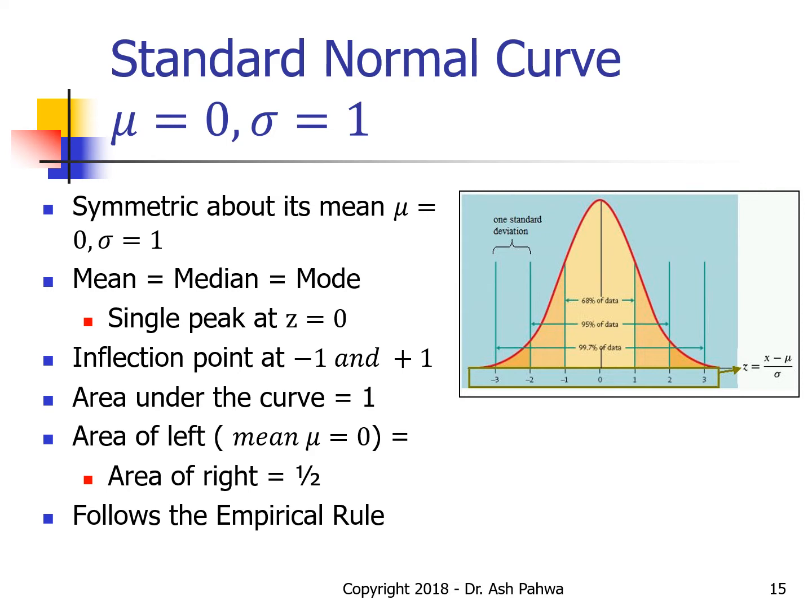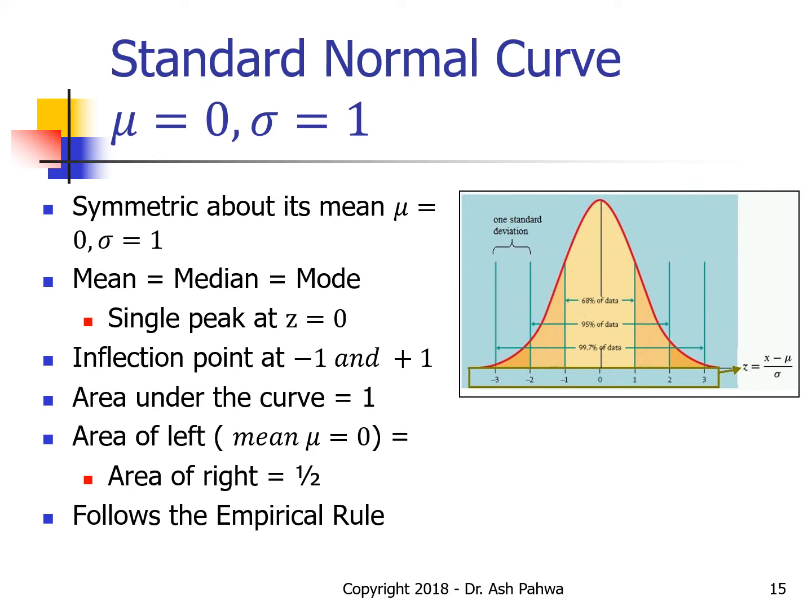the center. The inflection points are at plus and minus 1. This is so because it's the place where the slope of the graph changes its direction. The area under the graph is equal to 1, and the area on the left hand side of mu equal to 0 is the same as the area on the right hand side, which is going to become half.